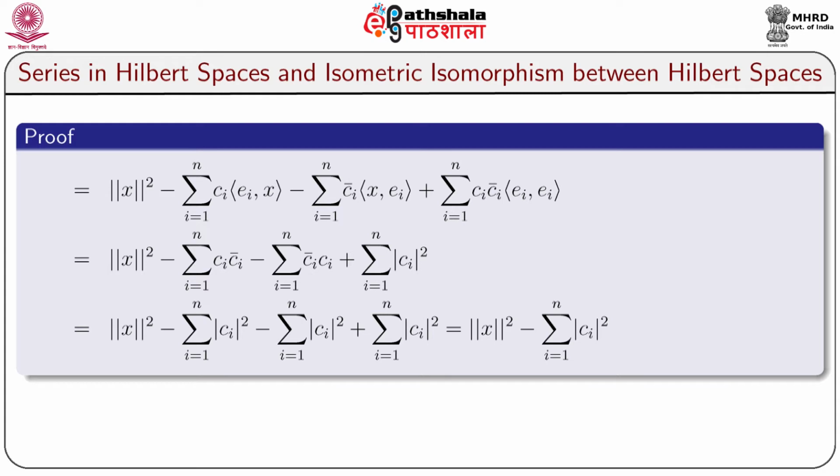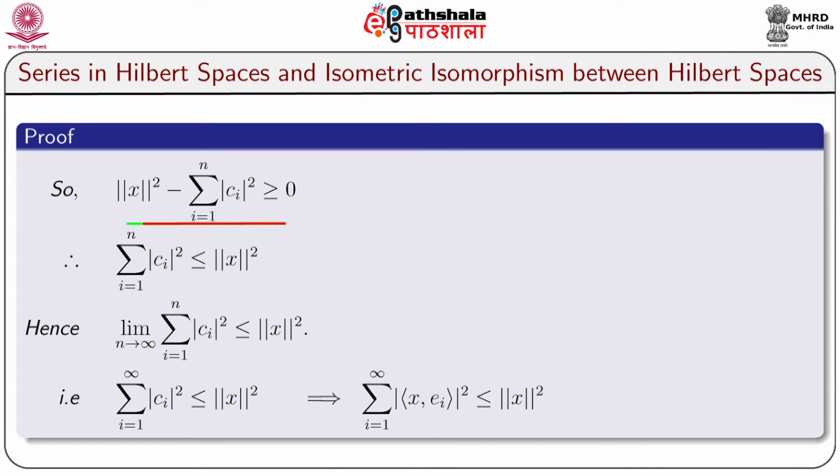plus sigma i equal to 1 to n modulus of ci square, which is equal to norm x square minus sigma i equal to 1 to n modulus of ci square, minus sigma i equal to 1 to n modulus of ci square, plus sigma i equal to 1 to n modulus of ci square, which is again equal to norm x square minus sigma i equal to 1 to n modulus of ci square.